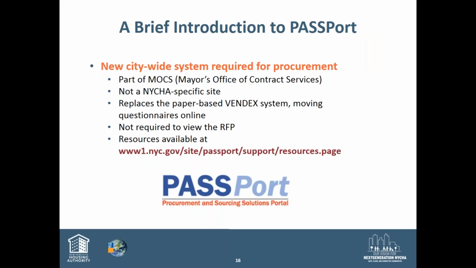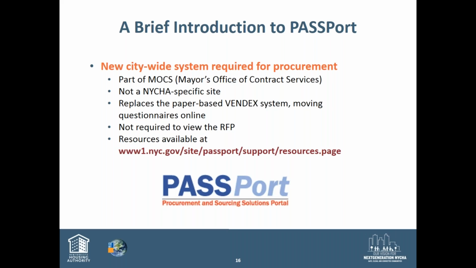In addition to iSupplier, solar developers who wish to respond to the RFP will also need to register in Passport, which is a citywide system that is currently being rolled out by the Mayor's Office of Contract Services. In the past, anyone who did business with the city needed to fill out a paper-based Vendex questionnaire, which you may be familiar with. These questionnaires are now done online through Passport. This is not a step you need to take immediately because you'll be able to view the RFP as long as you're registered in iSupplier. But you will need to register in Passport before submitting your proposal.